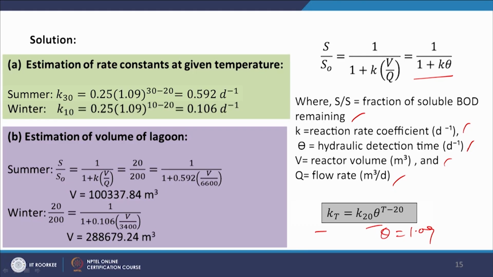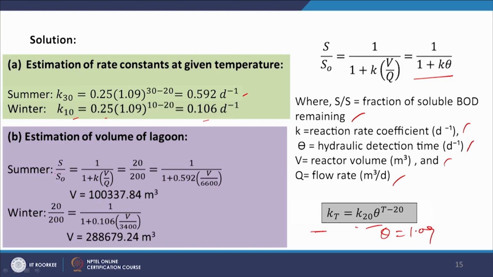Then we will be calculating these k_T values for summer and winter. That is k_30 will be 0.25, that is for k_20, into 1.09 to the power 30 minus 20. So, we are getting 0.592 per day. And for winter, k_10 is equal to 0.25 into 1.09 to the power 10 minus 20, so that is equal to 0.106 per day. Now we have two different situations and two k values, so we have to get the value of the volume requirement. This V value we have to calculate.